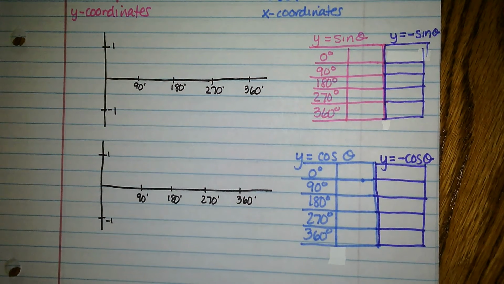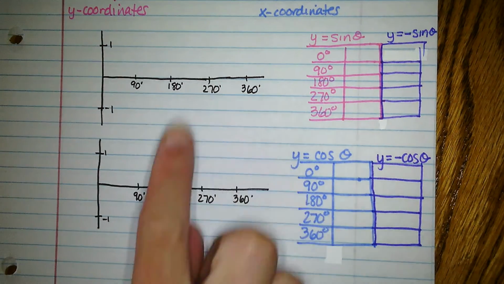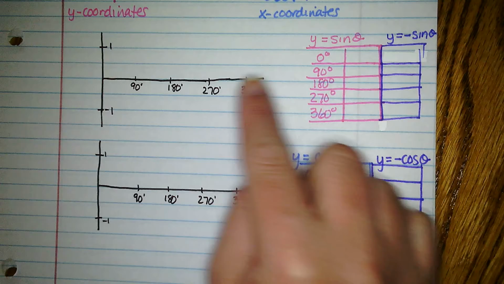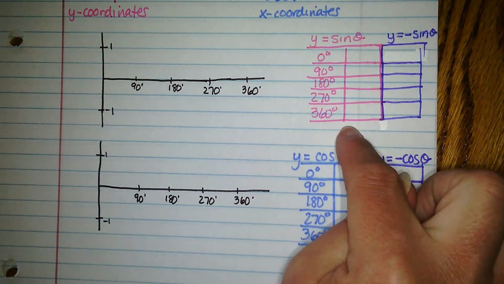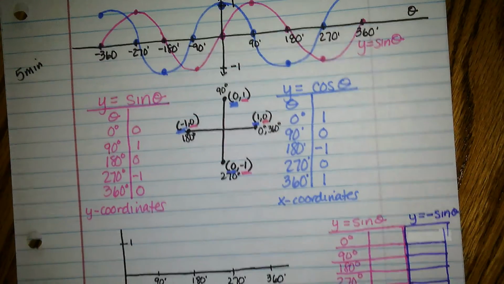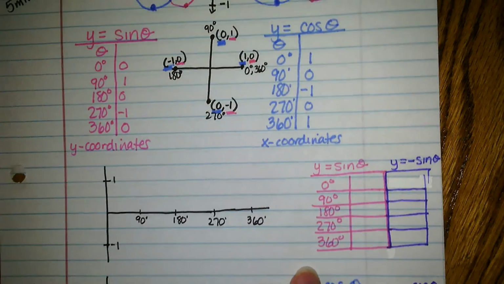Okay, so what I set up was two graphs. One of them is going to be for our sine, and one of them is going to be for our cosine. And what's going to happen is we're going to take a look at our basic sine graph, which I'm going to do in pink, just like I did in the last one. And I'm going to do a basic cosine in blue, just like I did on the last one.